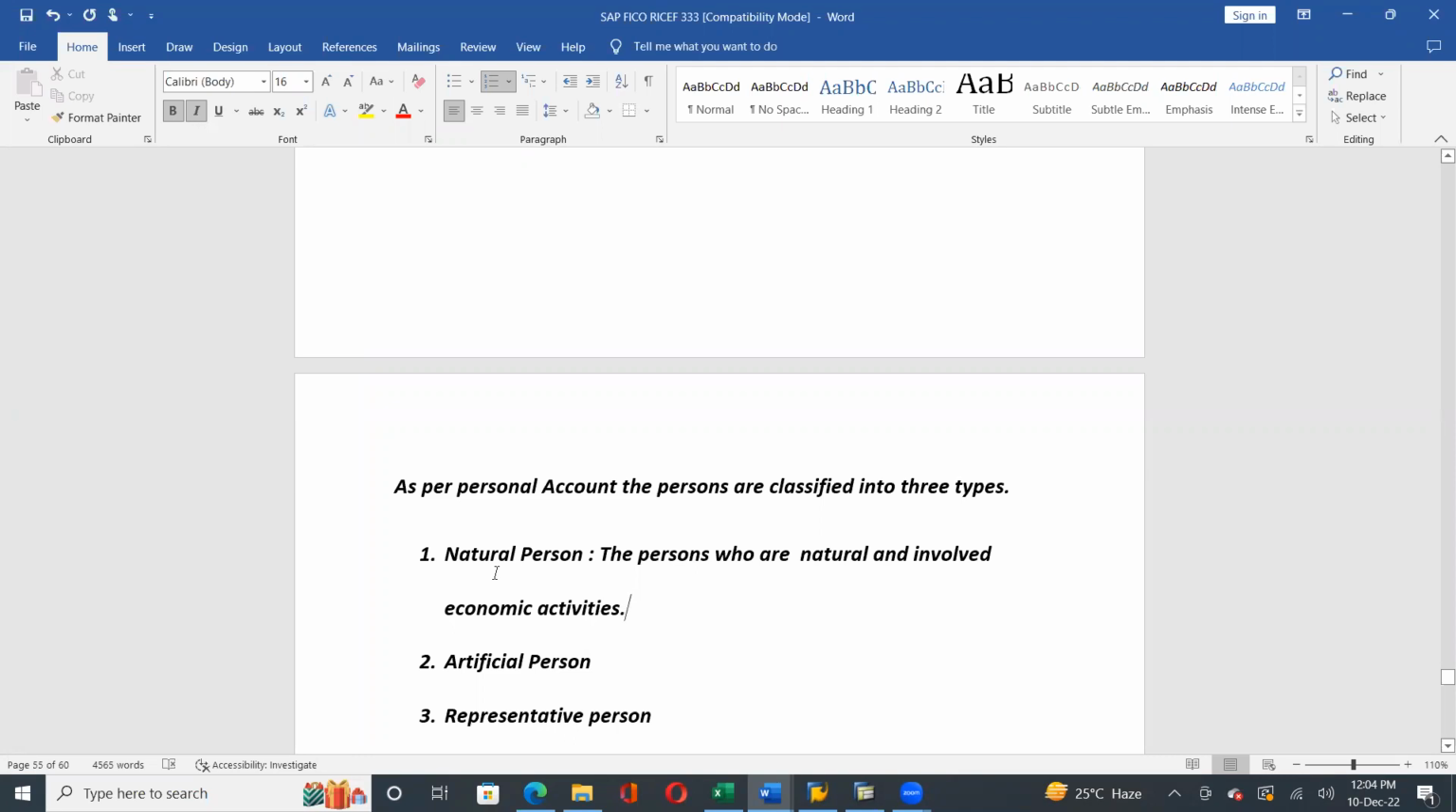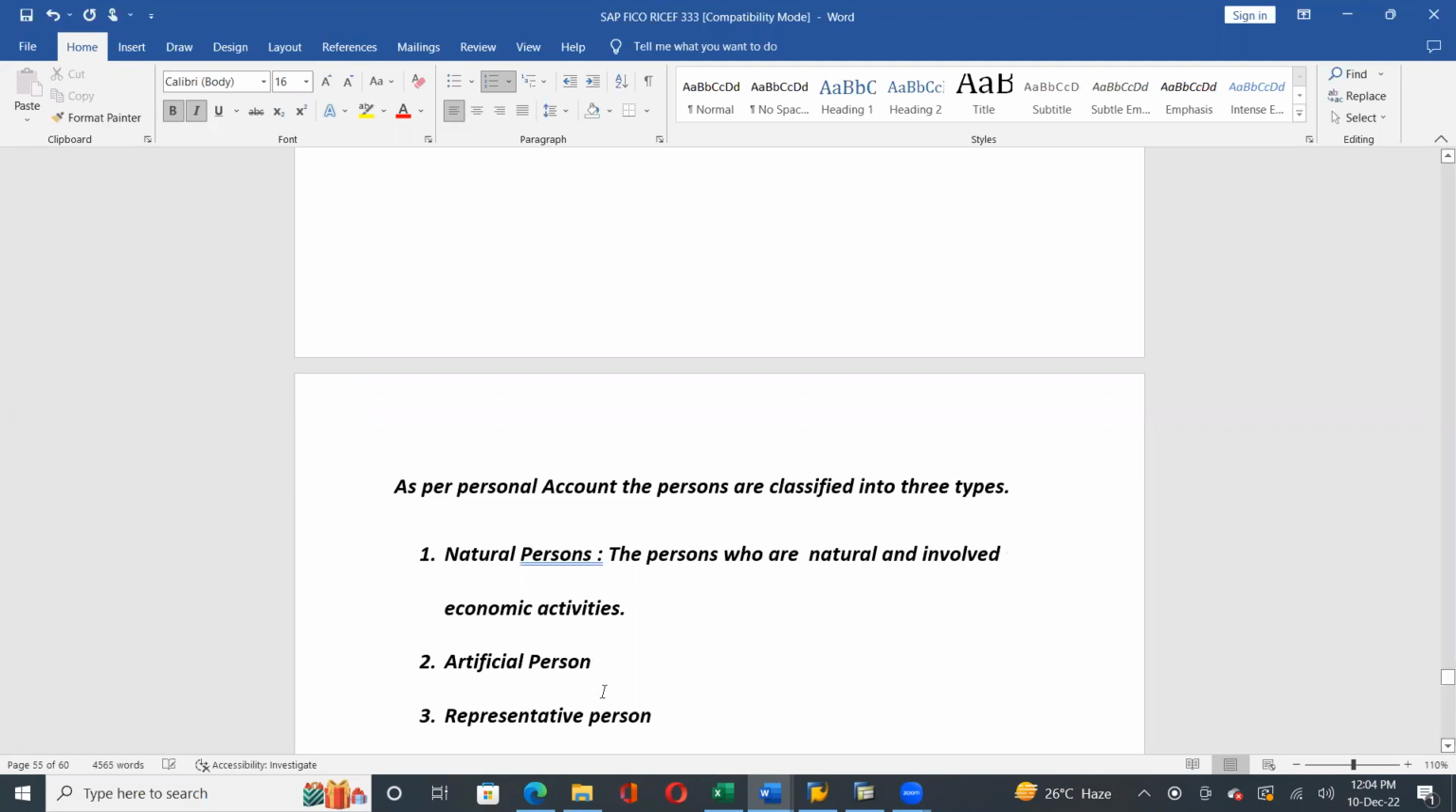Who is a natural person? They are natural, and they are involved in all economic activities: buying and selling, receipts and payments, whatever it is. So if they are involved, then as per accounting they are considered natural persons. Clear, everyone? Any questions on this? All of us are considered natural persons.